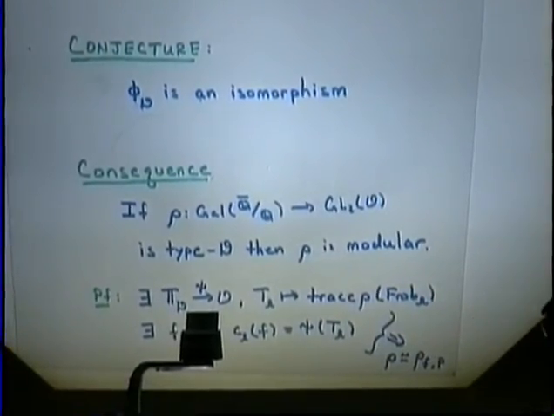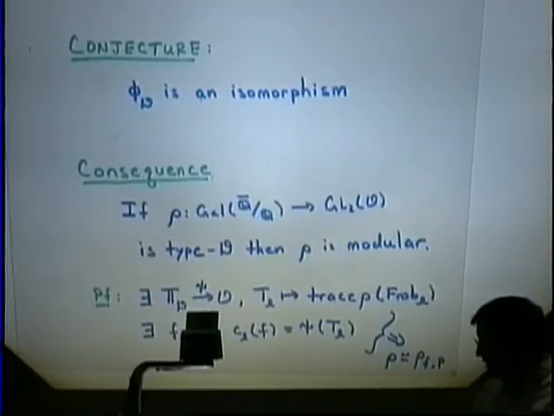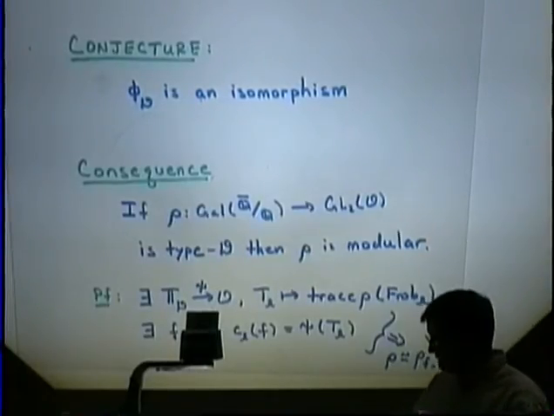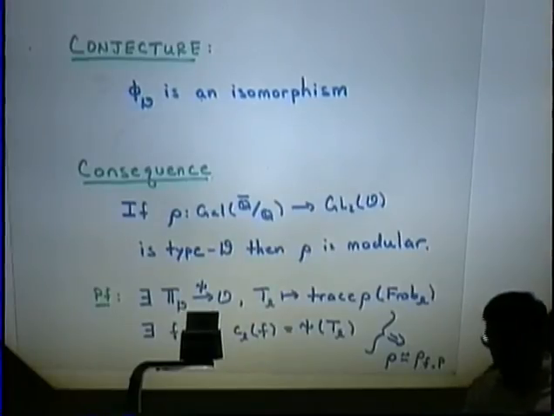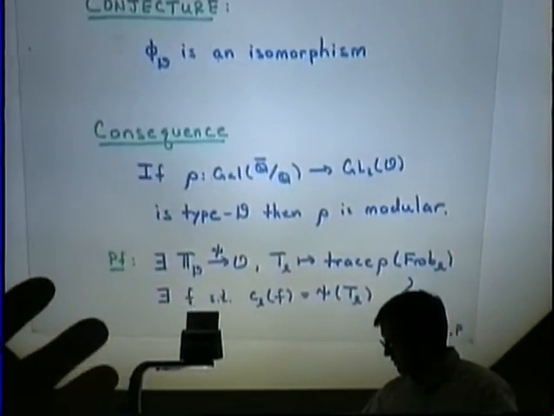The consequence of this is, of course, that if we have our representation into GL2 of O, and if it's of type D, then if we have this isomorphism, the representation is modular. And just check what that means.